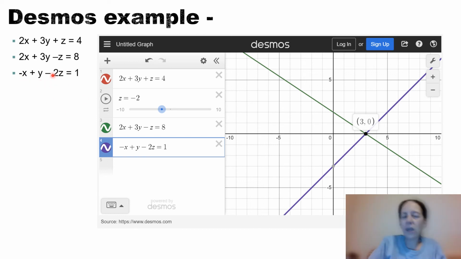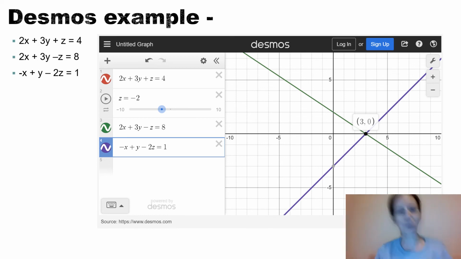And what I'm looking for are the values of x, y, and z that when I plug them into the first equation, I will get a true statement. I'll plug them into the second equation and I'll get a true statement. And I'll plug them into the third equation and I'll get a true statement. They have to work for all three because that is the definition of a solution. So let's take a look at how this is done.